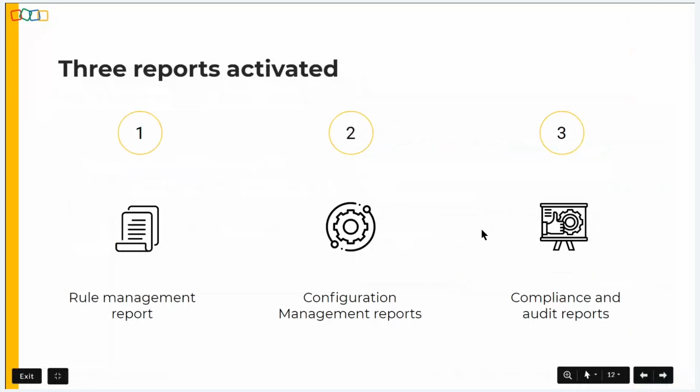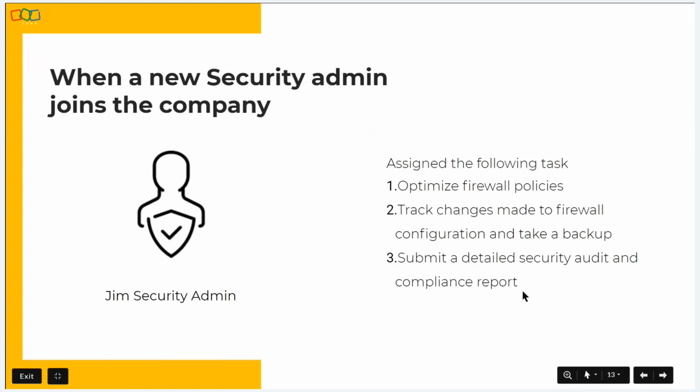All right. So once you fetch the rules and configurations from the firewall device, you get access to three reports. The first of that would be the rule management report, the configuration management report, and finally the security audit and compliance reports.